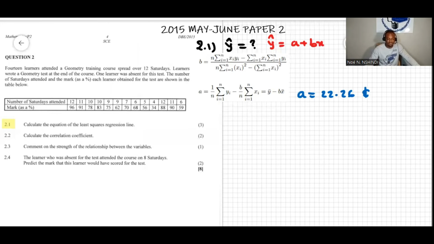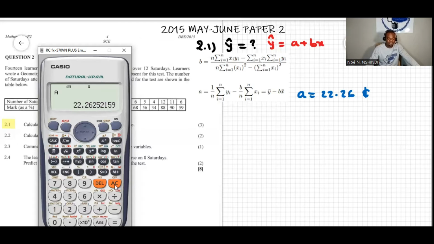Now, what about B then? Again, same process. Over here, I am going to press the AC button, and then I go back and press 1 for stats.